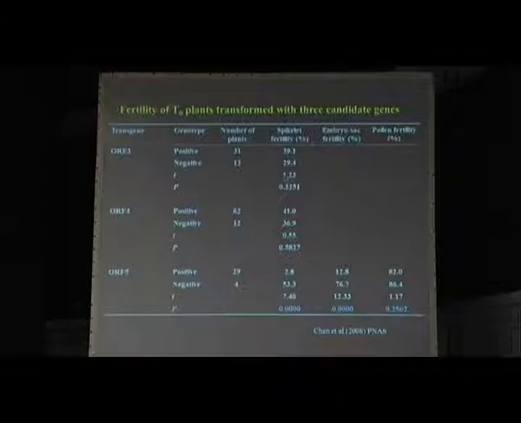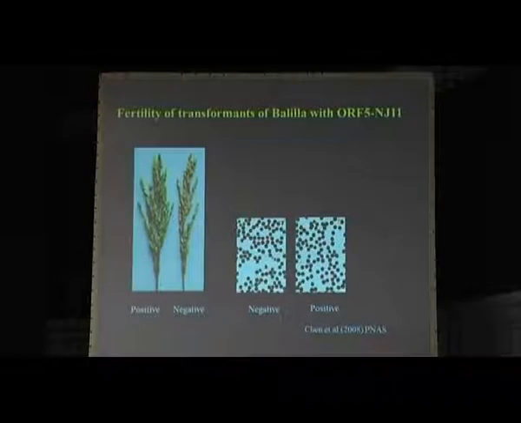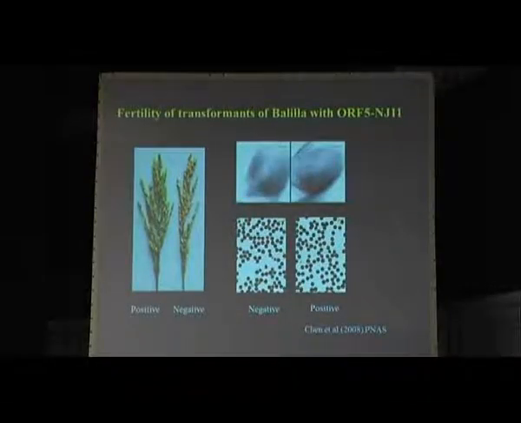So ORF3 didn't cause any fertility problem, neither did ORF4, but ORF5 did. So ORF5 reduced greatly the embryo sac fertility of the transgenic plants. And then we also carried this to the next generation. This is what it did.